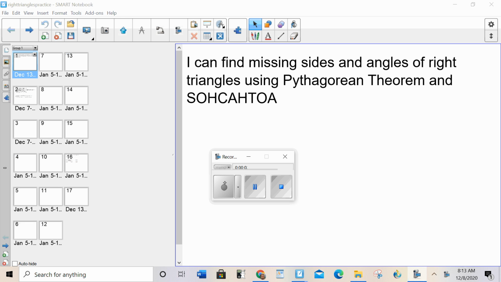Hello, everybody. Another very important lesson. I feel like I say that a lot right now, but it's very true. I can find missing sides and angles of right triangles using Pythagorean Theorem and SOHCAHTOA.